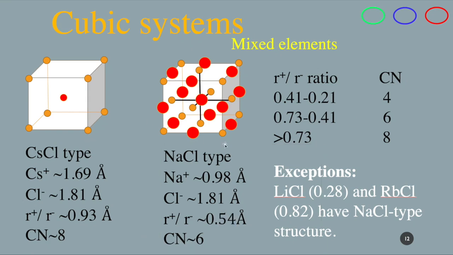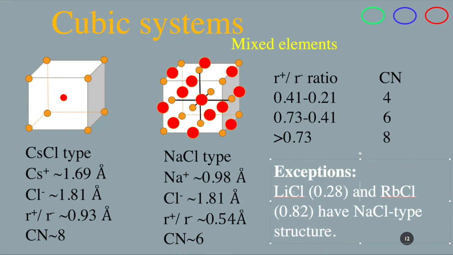But we have to be careful because there are some exceptions. Lithium chloride has a ratio of 0.28, which is much lower. It should have coordination number 4, but it still has the sodium chloride type of structure. Similarly, rubidium chloride has a very high radius ratio, 0.82. We should expect a coordination number of 8, but again it has the sodium chloride type of structure with the coordination number 6. So there are other factors which affect the coordination number.